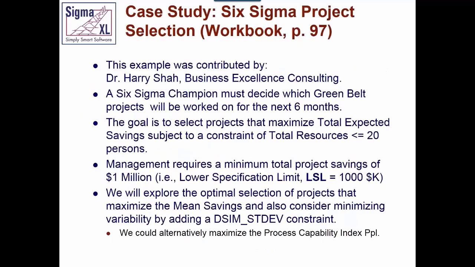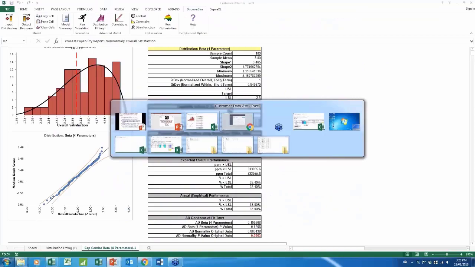Let's go now to some case studies. The first case study is an example from Dr. Harry Shaw on Six Sigma project selection. We have a variety of different improvement projects that we want to work on. We have a requirement that the sum total of the savings of the projects is $1 million. Each project has different resource allocation requirements and likelihood of success. This is also all in the workbook that comes with DiscoverSim.